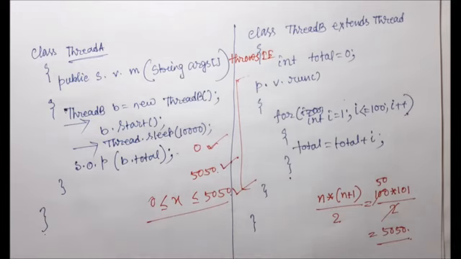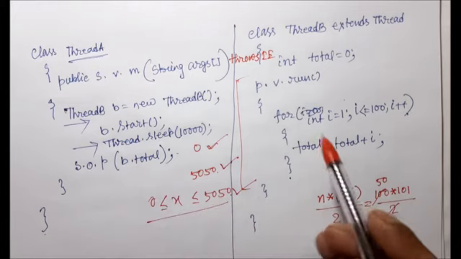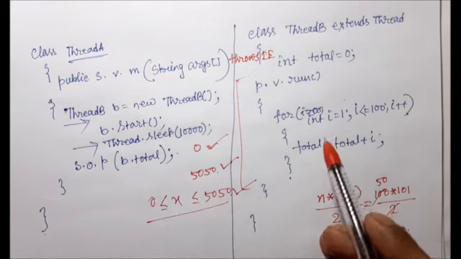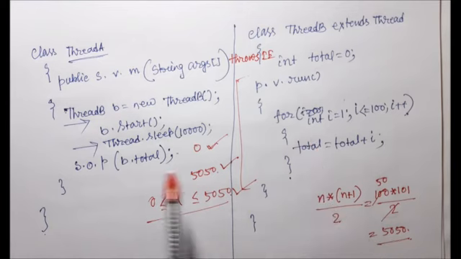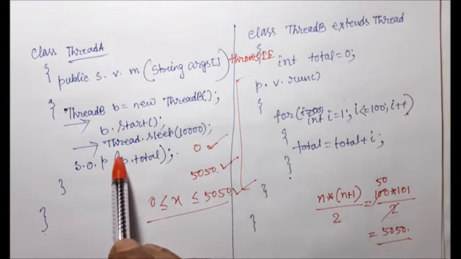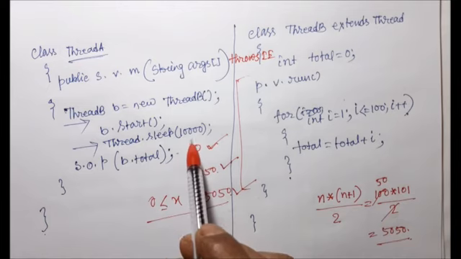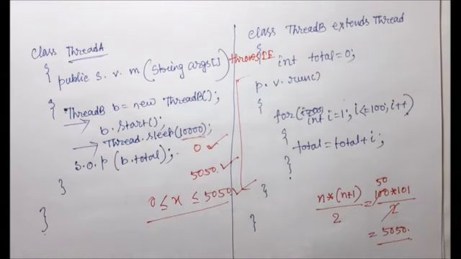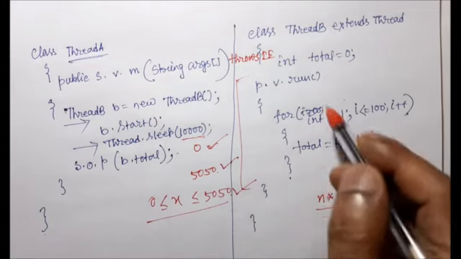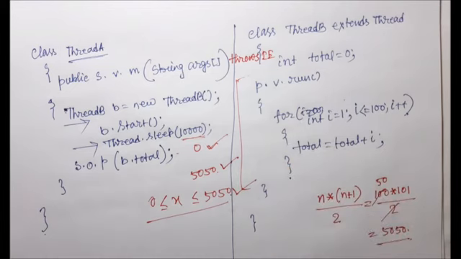When b dot start is called, automatically the child thread, if it gets the chance, will complete its execution. But if the child thread is not executed, it will delay for 10 seconds. So that is wasting of time, yes or no? Wasting of time. Then it will get the chance for the child thread. So the sleep method is not a solution at all.